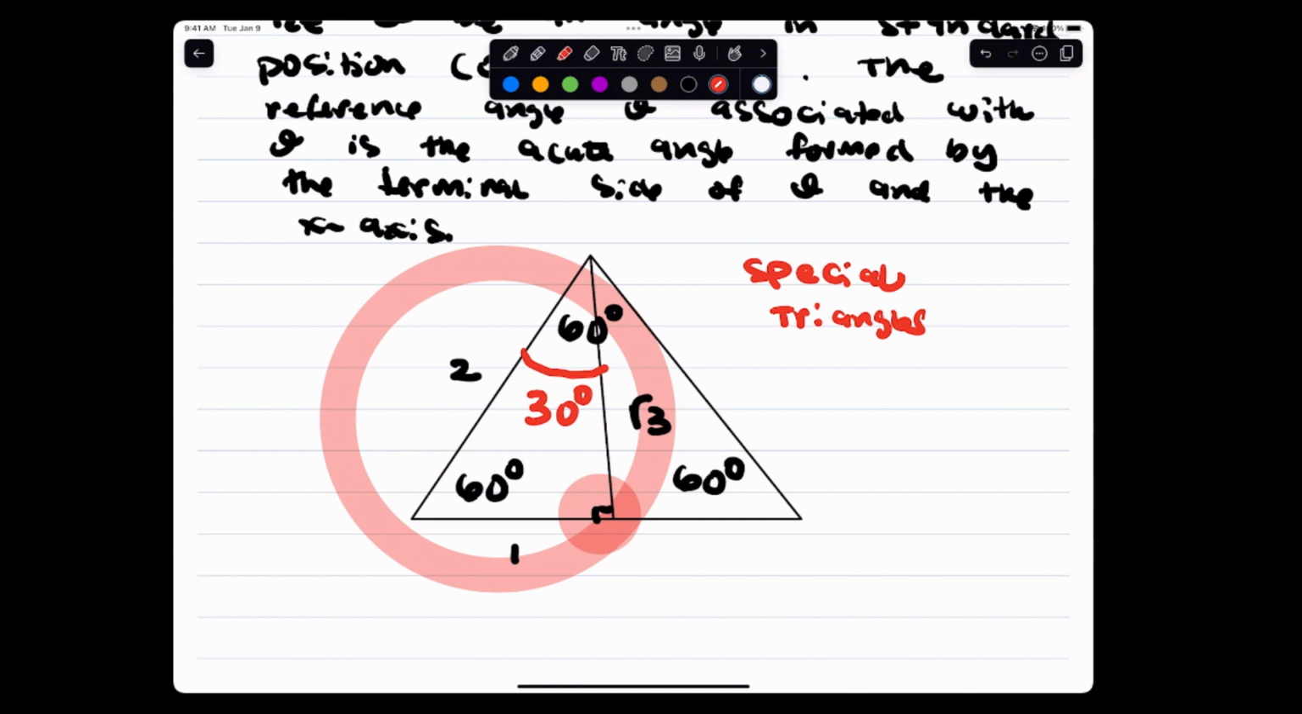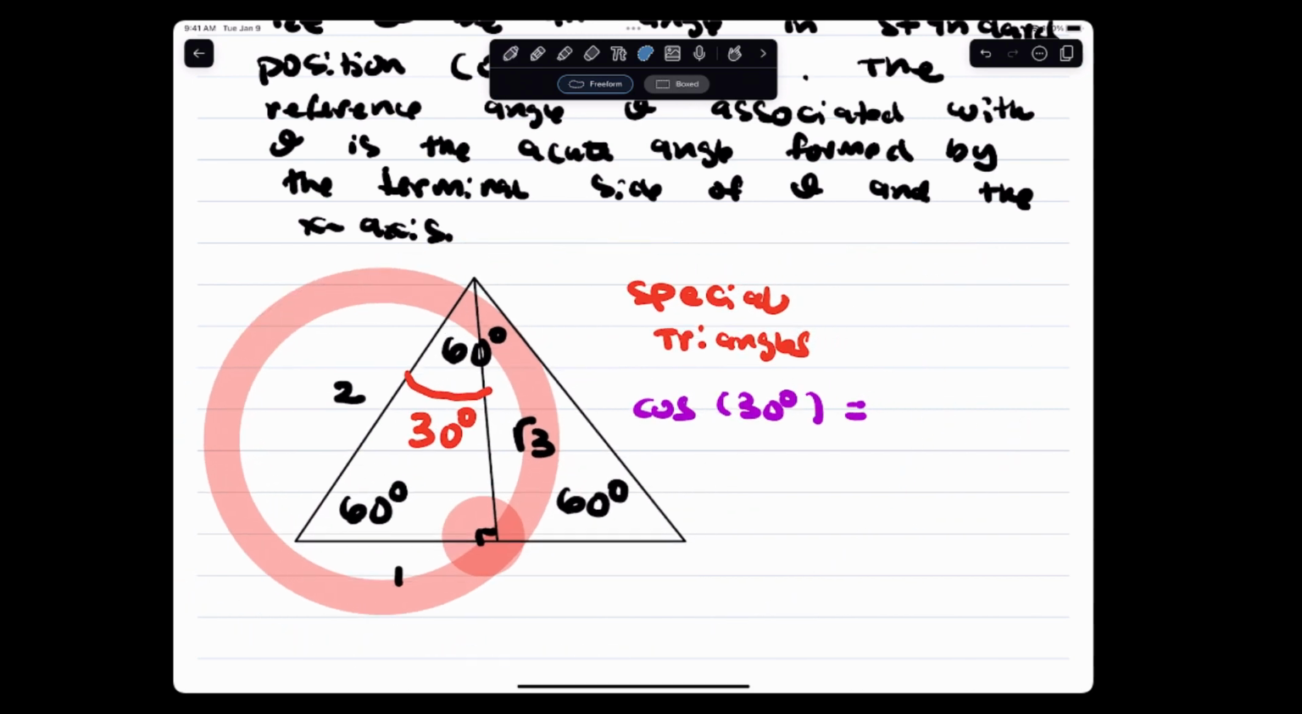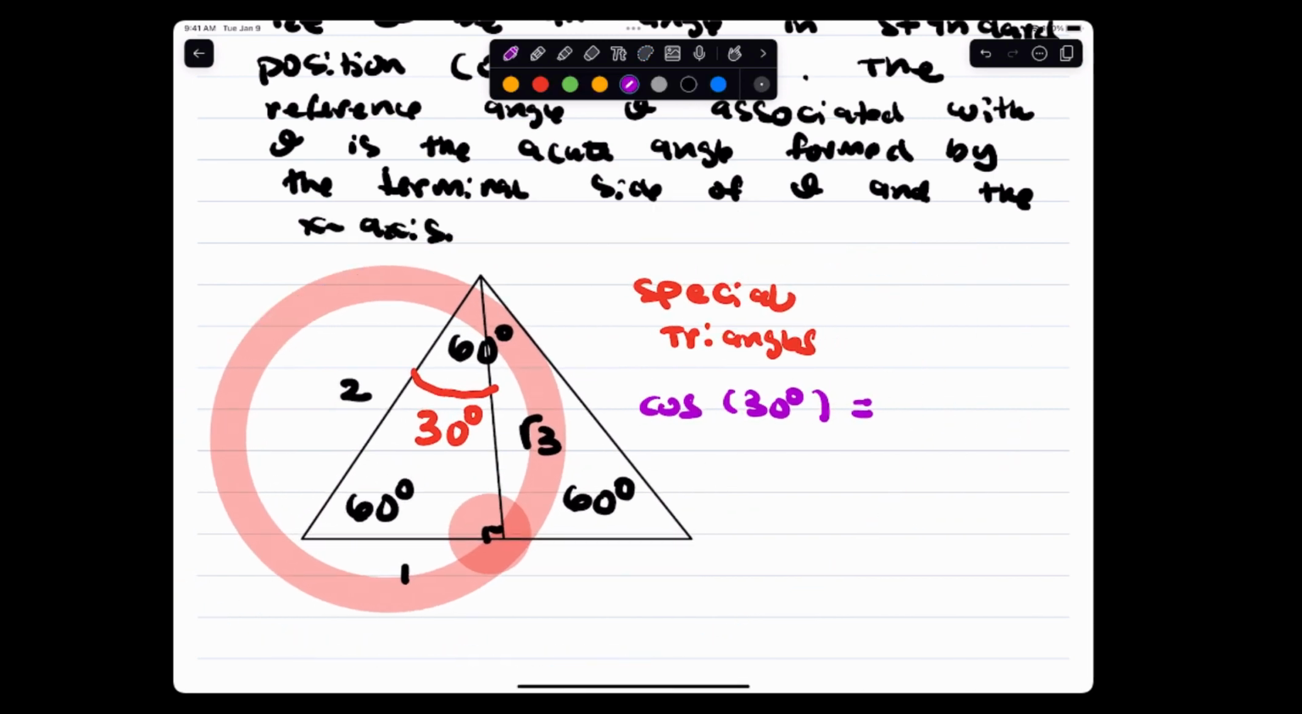So, cosine of what? 30 degrees from geometry. What did we use yesterday? Yesterday, we did these kinds of things. What's cosine of this 30-degree angle? Remember the definition? Wasn't it adjacent over hypotenuse? And that was square root of 3 over what?